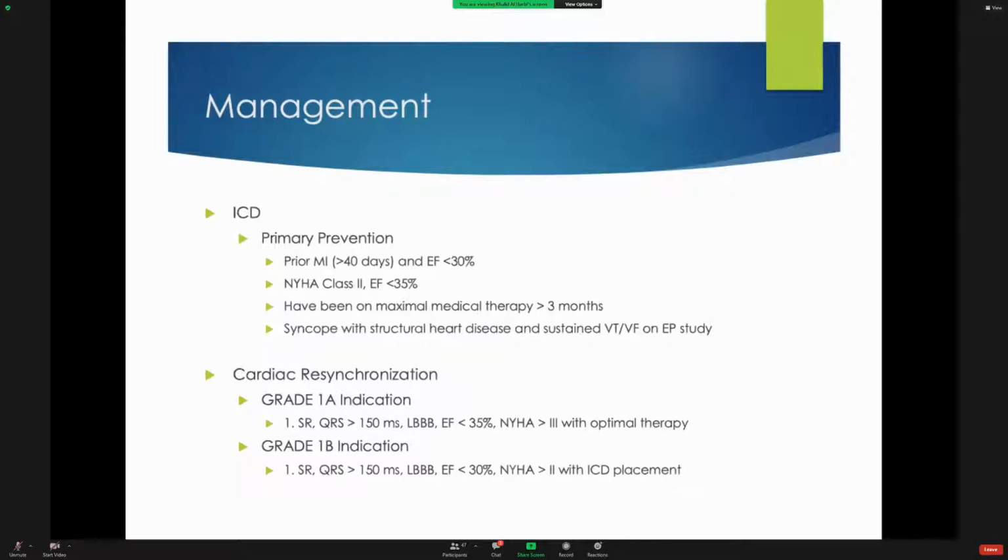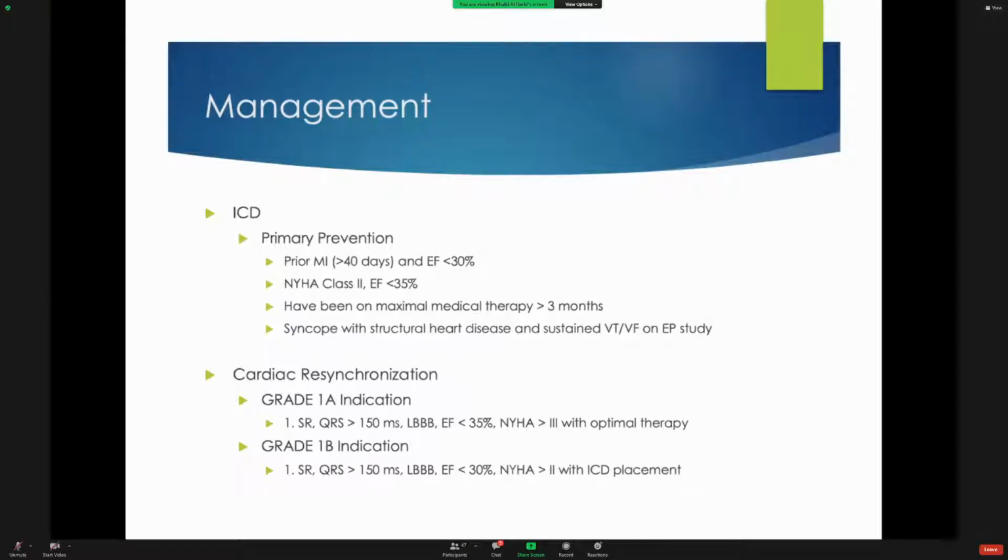And if there is any syncope with structural heart disease and sustained VT or VF on EP study, those patients are eligible for implantable cardioverter defibrillator. And that's for the ICD.